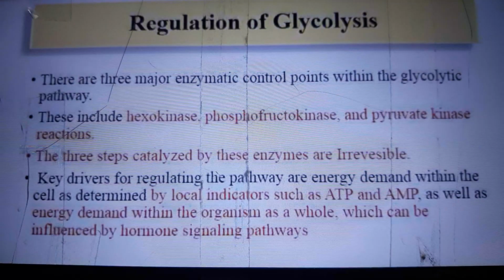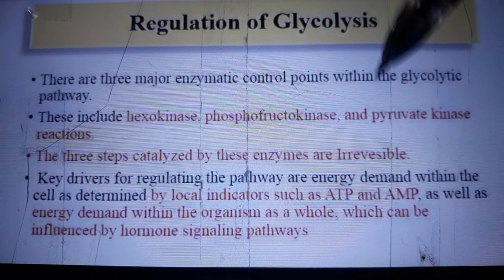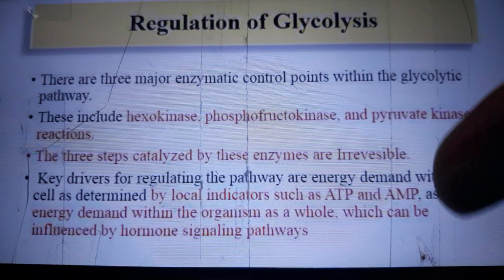And next is the regulation of glycolysis. There are 3 major enzymes that control points within the glycolytic pathway. These include the hexokinase, phosphofructokinase, and pyruvate kinase reactions.